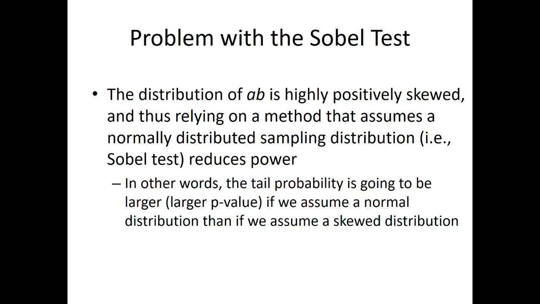So in other words, with this issue of the highly positive skew, the tail probability is going to be larger, again, a larger p-value, if we assume a normal distribution than if we assumed a skewed distribution.